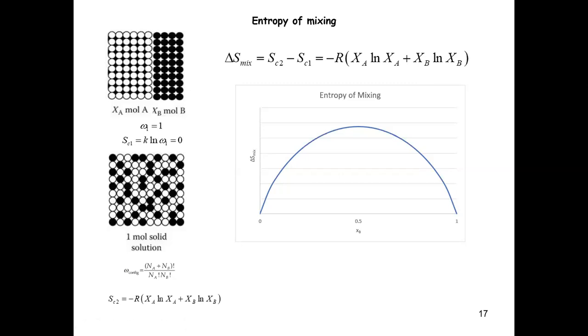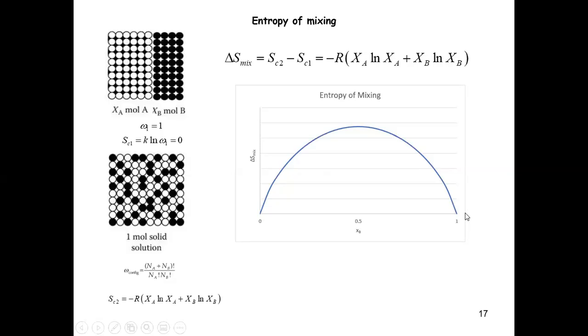It looks like the entropy is a function of both XA and XB, but I told you that only one of them is independent, because XA plus XB equals 1, right? This is a molar fraction, and we only have 2 types of atoms. So the molar fraction of A plus the molar fraction of B has to equal 1, so only one of them is independent. That means you can plot the entropy of mixing as a function of one of the molar fractions. You can choose either A or B, it doesn't really matter, but you have this.